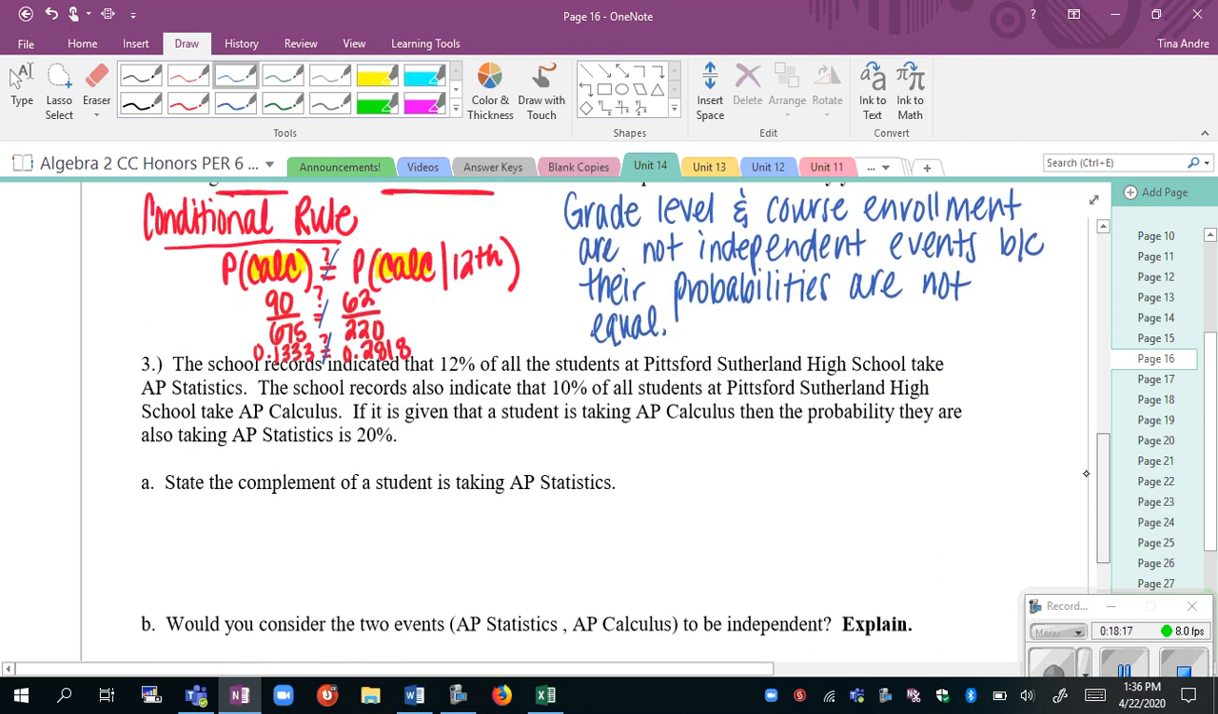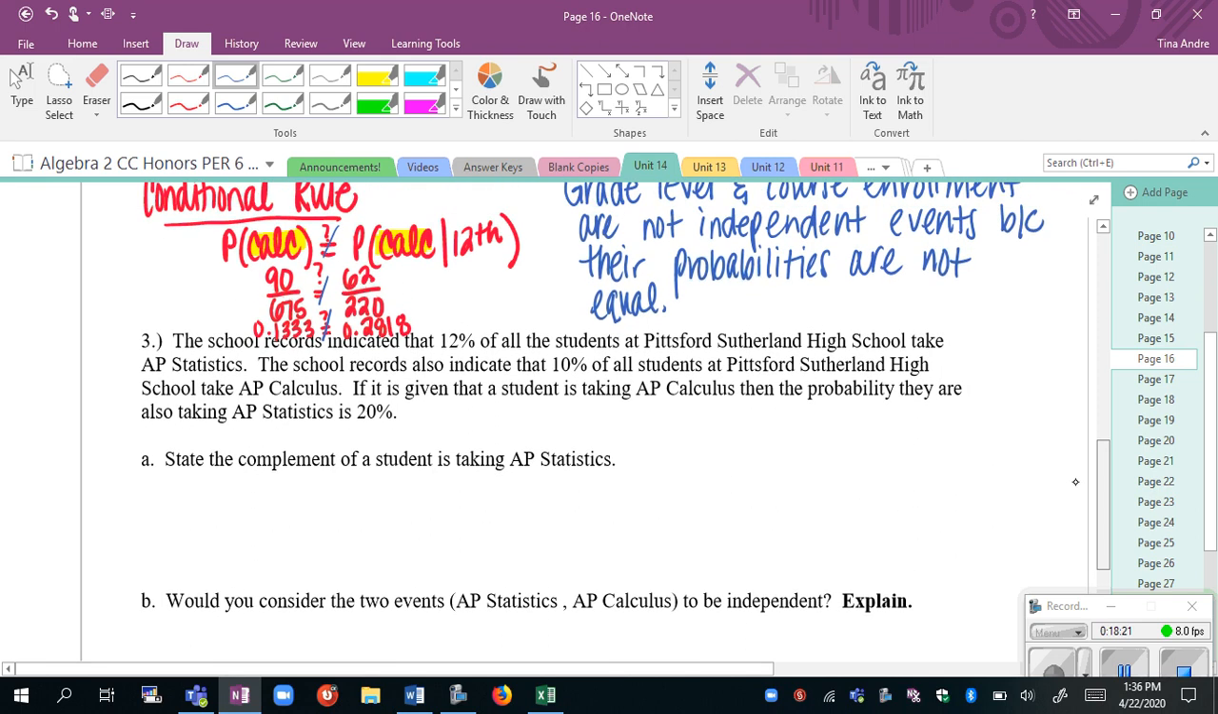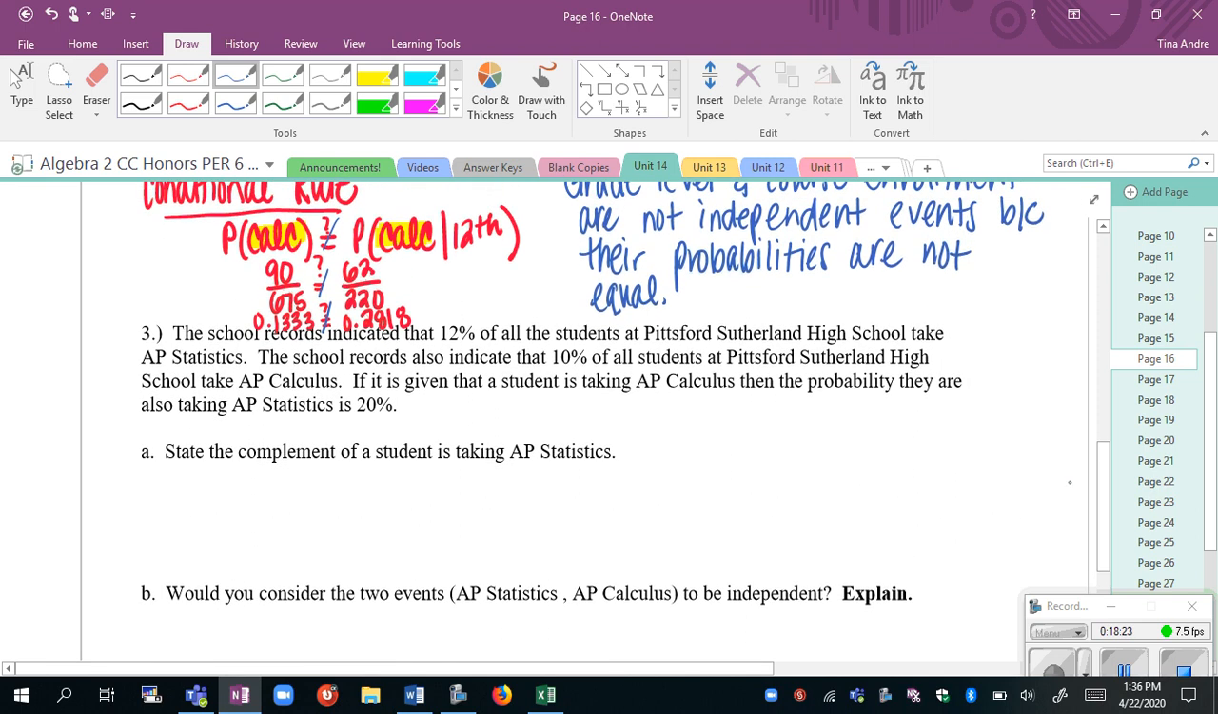So the last example here is a little bit different because now they're giving us probabilities as percents. A lot of times we've been talking about probabilities as fractions, but keep in mind, probabilities can be percents. What's the percent chance that something is going to happen?